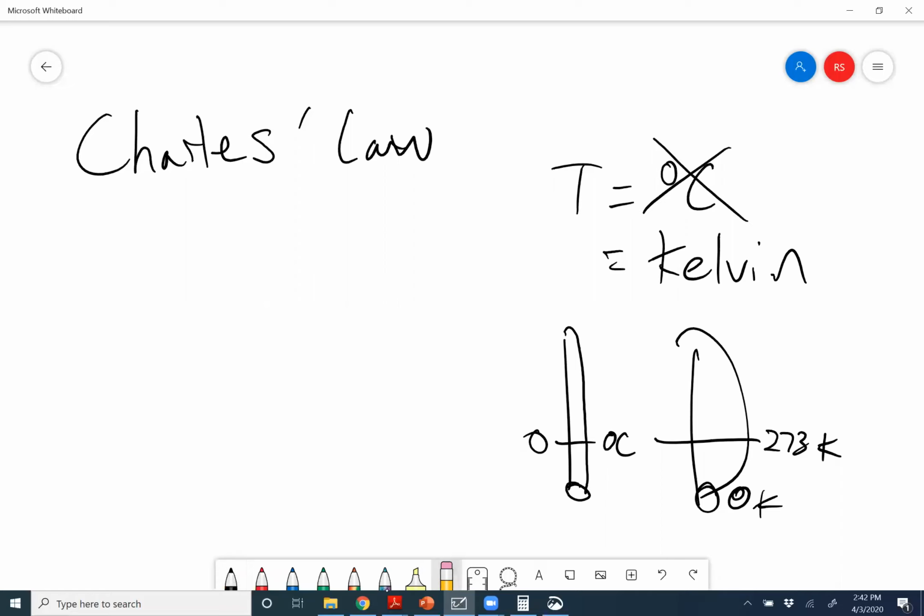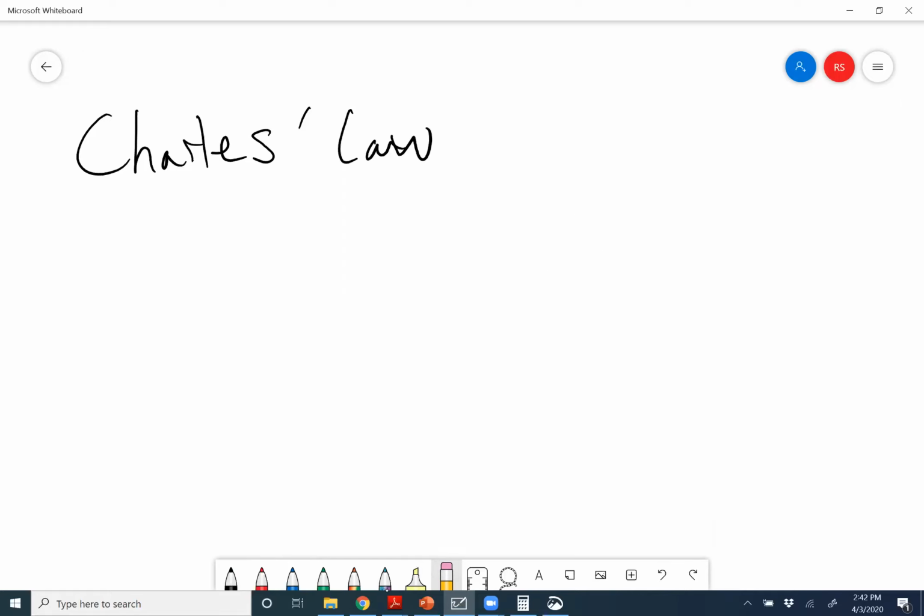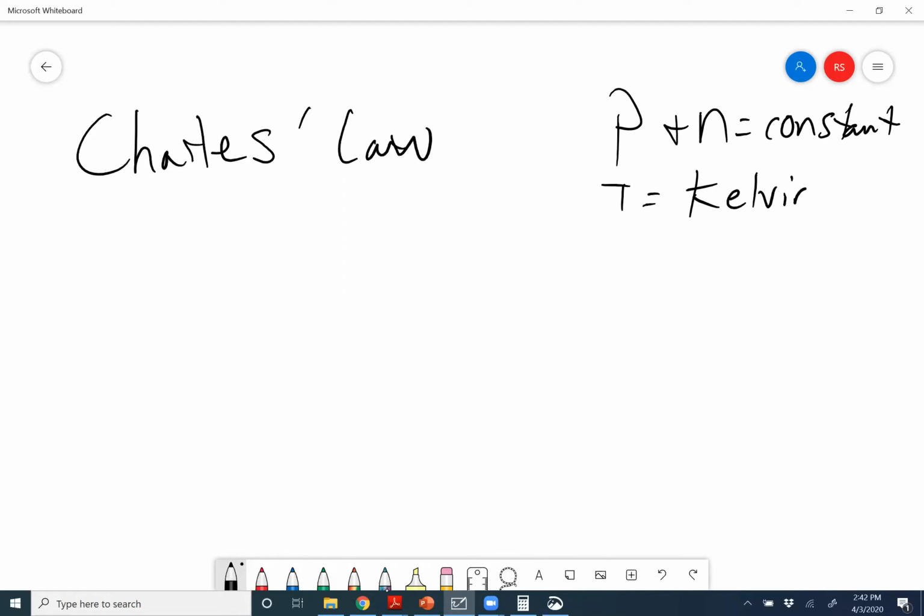That was another problem with Charles's data, is that on cold days where the temperature dropped into the negative numbers on degrees C, the math didn't make any sense. You got negative volumes. So when we use temperature in Kelvin, so the pressure and the amount are constant, and when the temperature is in Kelvin, what Charles found was that they are directly related. They go up together and they go down together.